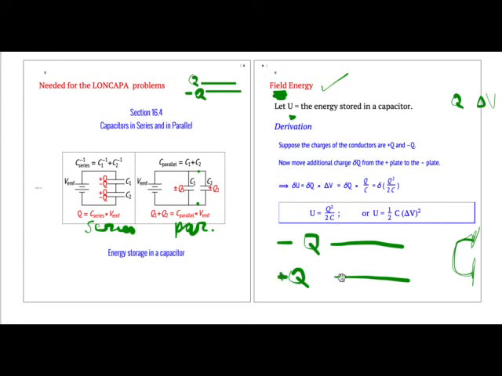Now suppose I want to move additional charge from the lower plate to the upper plate. So suppose I want to move from here to here an additional charge delta Q.